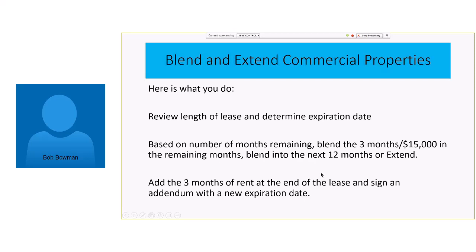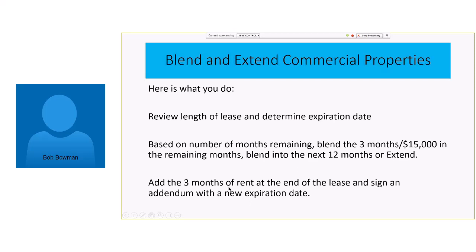The way that I make that decision is that if I have a tenant that only has 12 months left or less on their lease, I'll ask them if they want me to blend it into the 12 months remaining, or I can add 3 months, and we sign an addendum, and now they have 15 months remaining, and I don't charge any late fees. So I would extend their lease in that case.